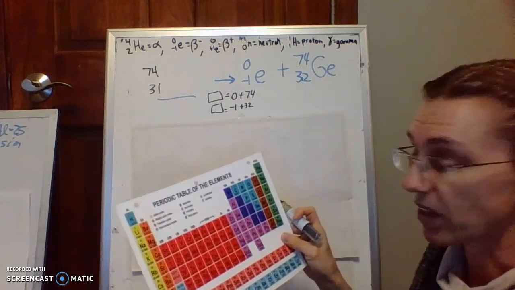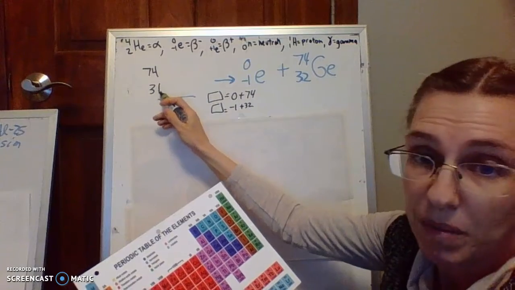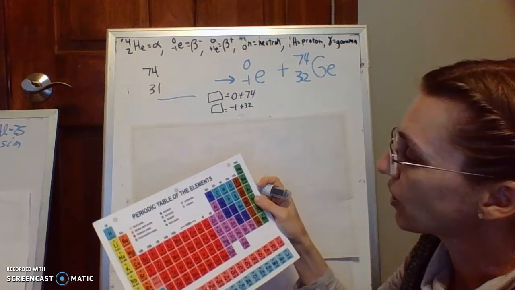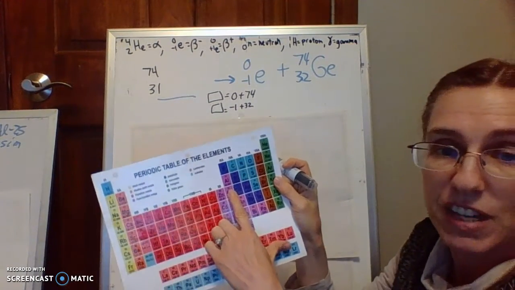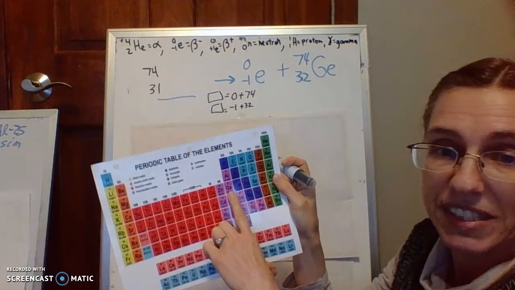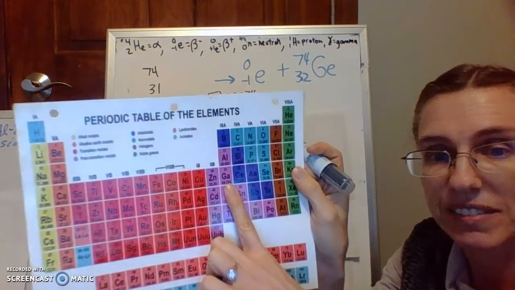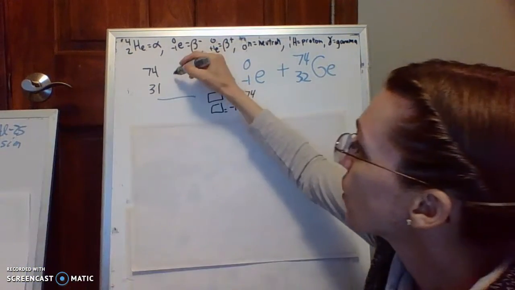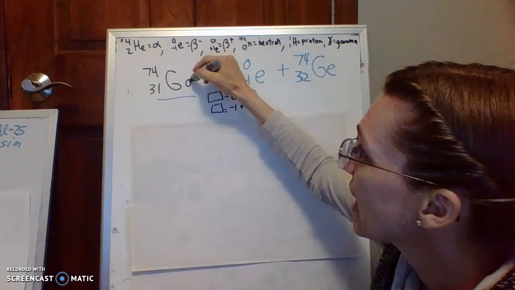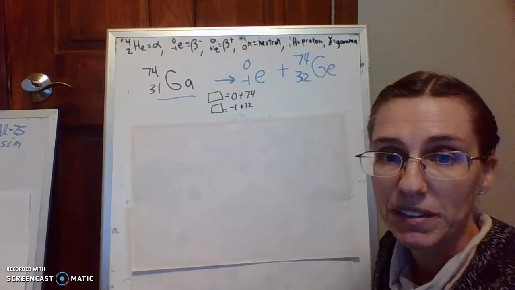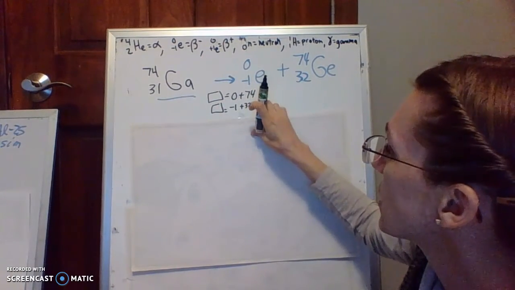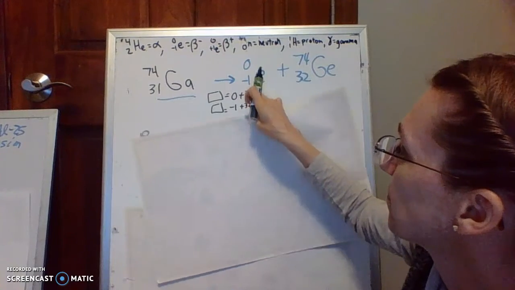And then we can go to our periodic table. That is the atomic number for something. So we've got to look up 31 for the atomic number in our periodic table. We see that it is Ga. So we would write Ga right here as the element. Okay. So let's go ahead and do another one.